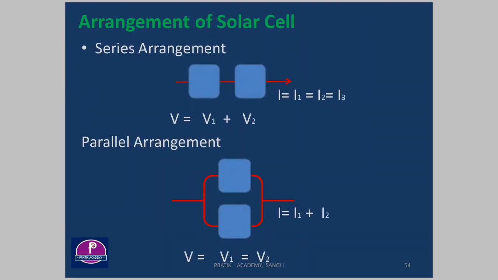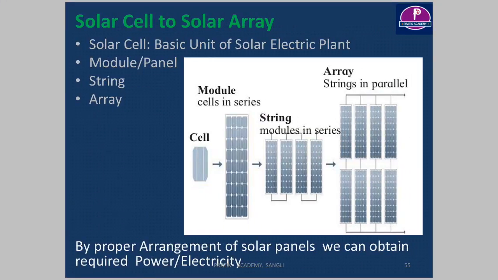And there is another arrangement, that is the hybrid arrangement, which is a combination of series and parallel. This arrangement is made according to the requirement of current and voltage. So this is the basic unit or arrangement of cells in a solar array.